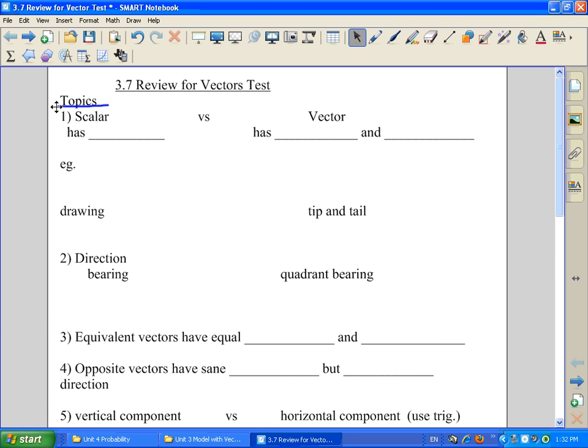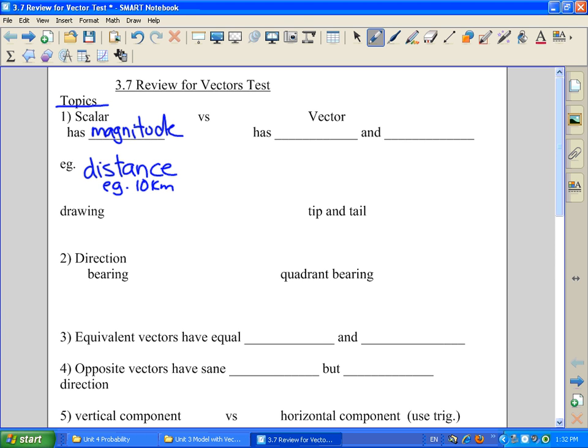All right, so a scalar quantity, or a scalar, has just a magnitude. Okay, just has a magnitude. So an example of that would just be distance. Okay, so an example could be 10 kilometers.